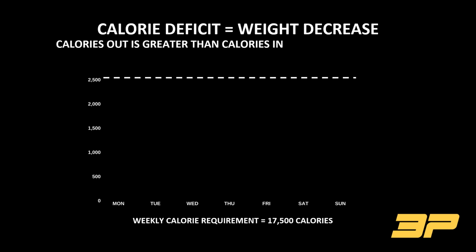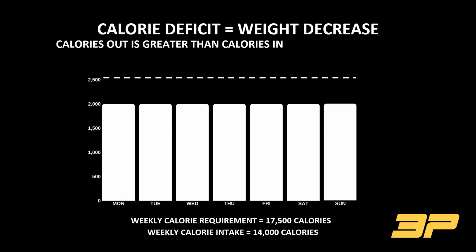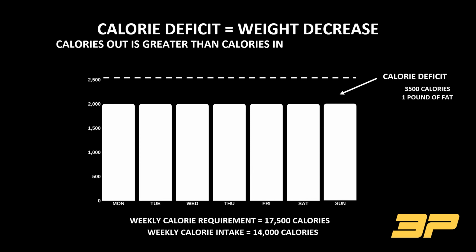And again, the dotted line is the amount of calories this person needs each day to maintain their weight. So 2,500 calories a day, or 17,500 calories over the course of the week. Now let's say this person only consumed 2,000 calories a day. That's about 500 fewer calories a day than the body needs to stay in shape. This means we've created a calorie deficit, and over the course of this week, they've consumed 3,500 fewer calories than they've expended. Now, as a rough guide, 3,500 calories equals around 1 pound of body fat, which means this person should now be on track to lose about 1 pound of body fat a week.